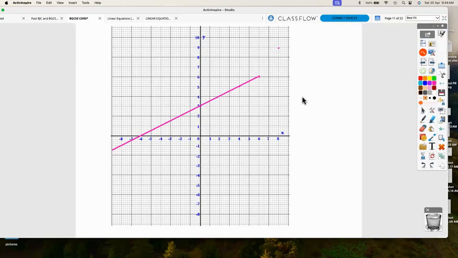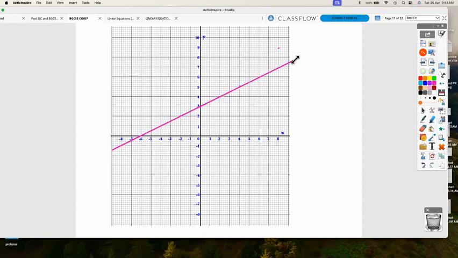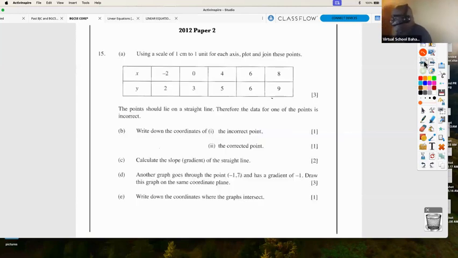So let me continue. The incorrect is 8 and 9. So which point is incorrect? 8 and 9. So the incorrect point for your answer here would be 8, 9. So that is the incorrect point. So what would be the correct point?